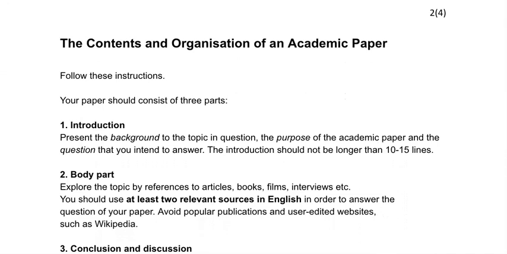The contents and organization of an academic paper. Follow these instructions. Your paper should consist of 3 parts, and these parts are introduction, the body part, and the conclusion and discussion. Introduction. Here you present the background to the topic in question. You present the purpose, why you write this academic paper, and also the question that you intend to answer. This introduction should not be longer than 10 to 15 lines.